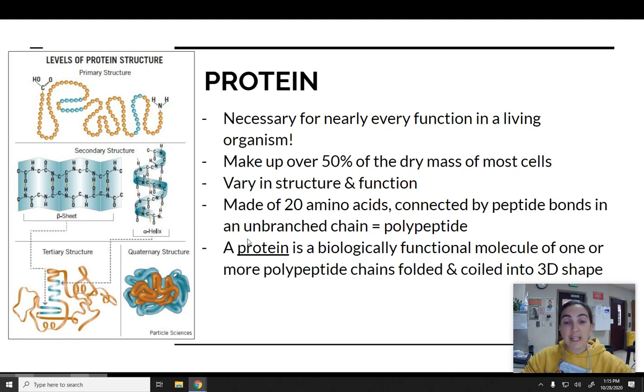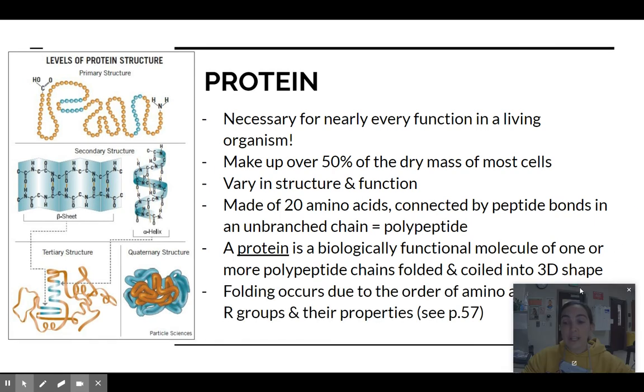So a protein is a biologically functional molecule, which means that polypeptide chain isn't a protein yet. It needs to fold and coil up into its shape. When it's ready to do its job, then it's considered a protein. And the folding here occurs because of the order of the amino acids and the chemical properties of their R groups. That variable part of the amino acid, each one has specific chemical properties.